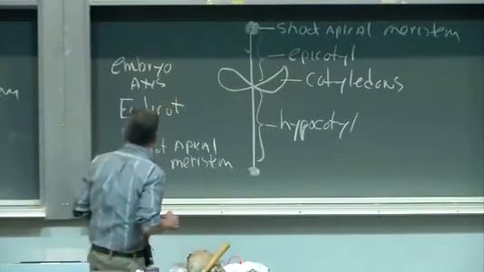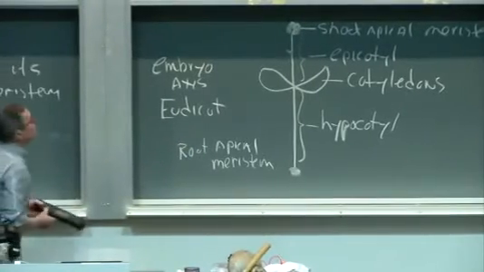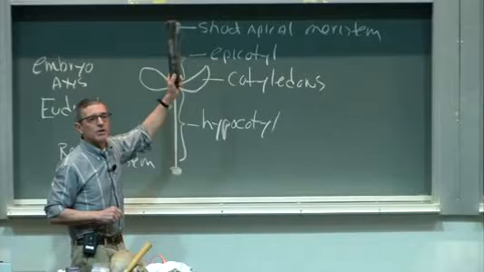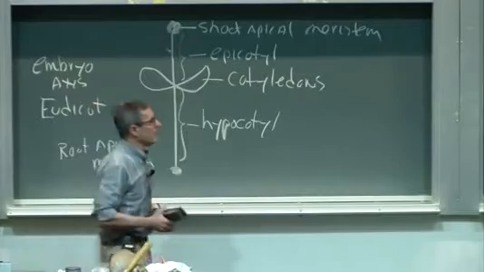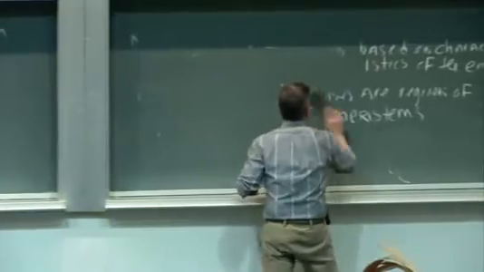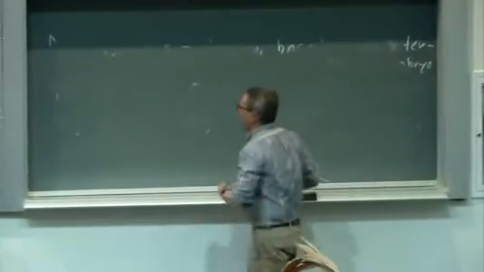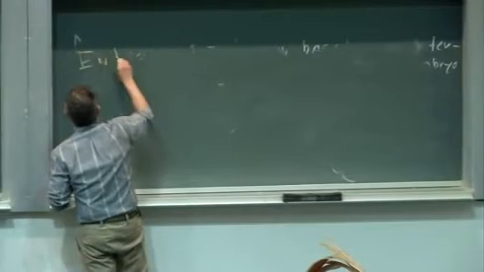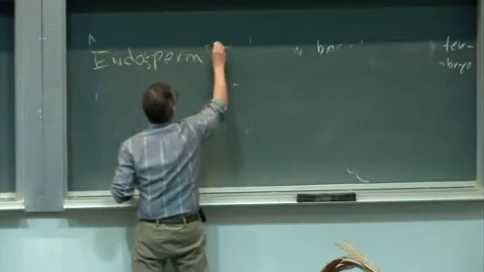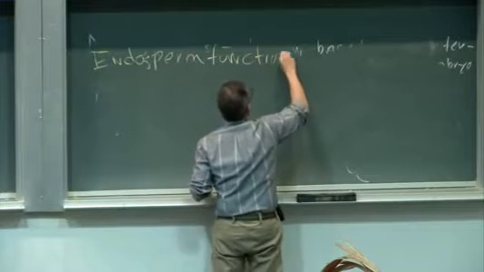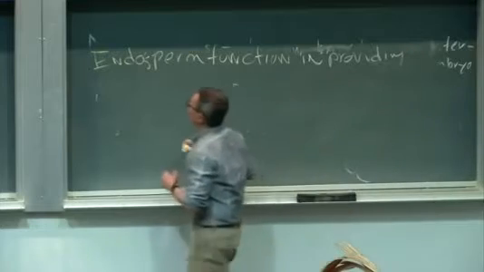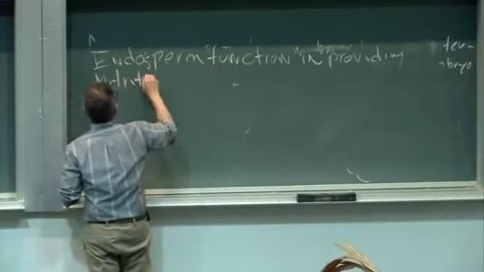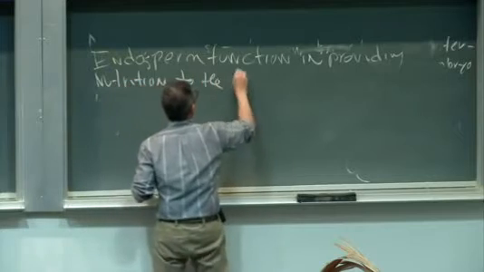Now what I'd like to do is to talk to you a little bit more about seed physiology. In the diagram that we have above, we showed that the two products of double fertilization were the new sporophyte embryo and this triploid tissue called endosperm. What we can say at the outset is that endosperm functions in providing nutrition to the developing embryo.